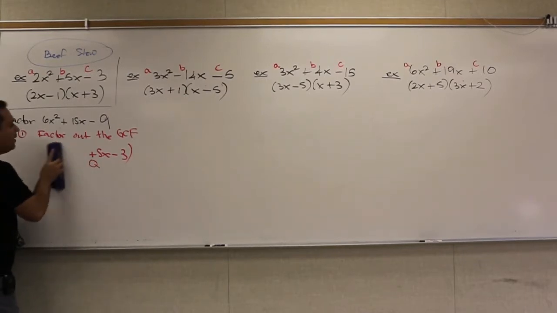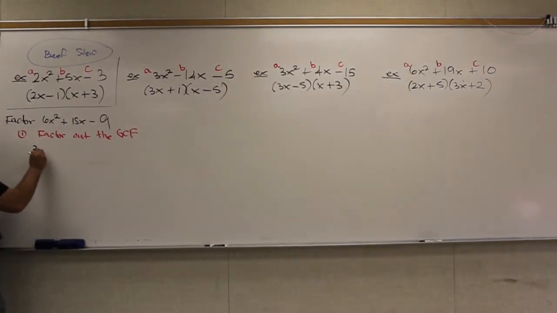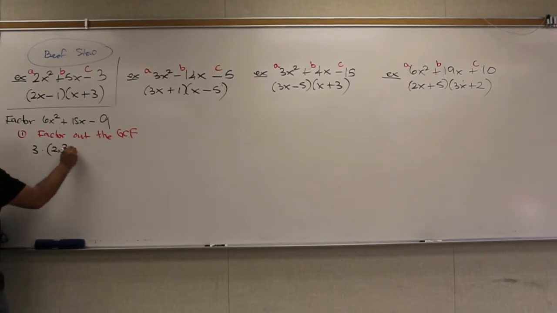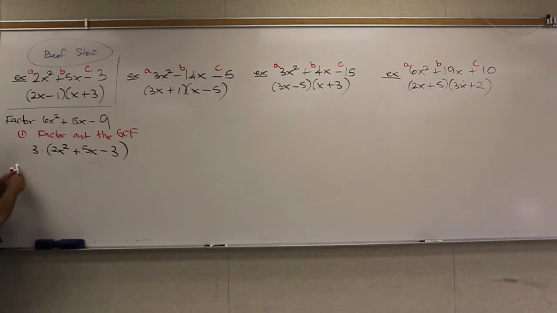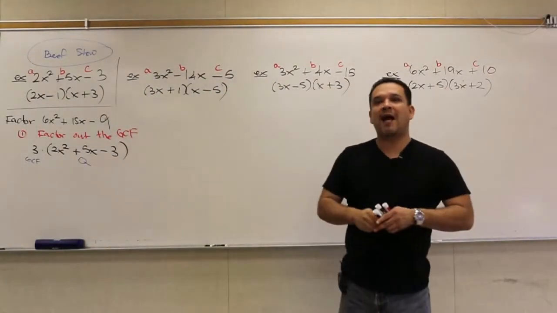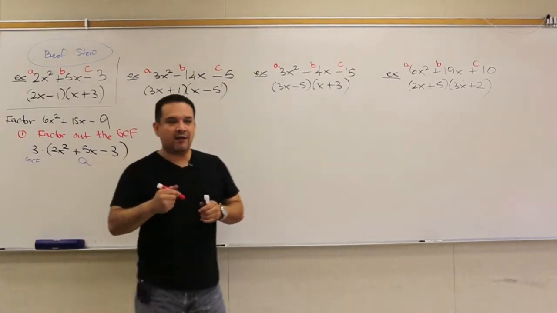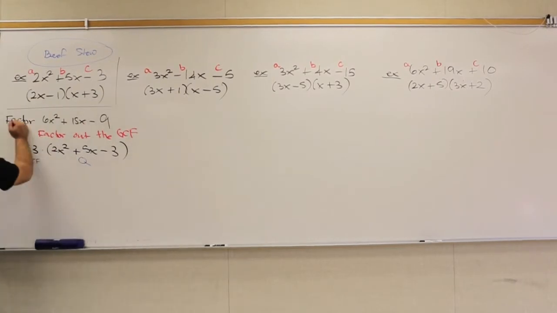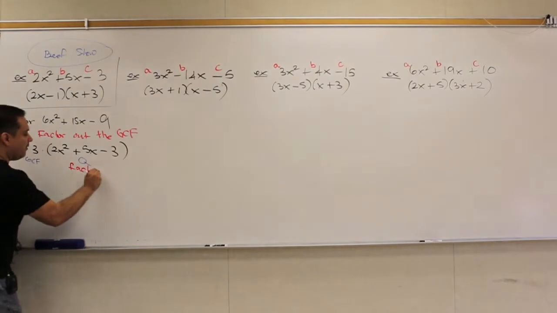So here's my quotient. Let me write it this way. You should have 3 times 2x squared plus 5x minus 3. Here's your greatest common factor. Here's the quotient. So what do you do now with that quotient? Here's what you guys do now. The second thing you'll do after you factor out that greatest common factor, let's leave it that way, you simply what? Factor.